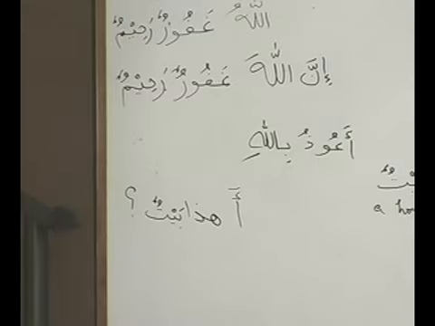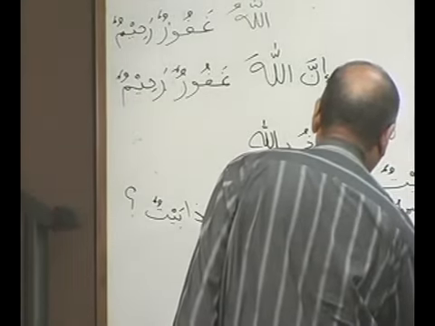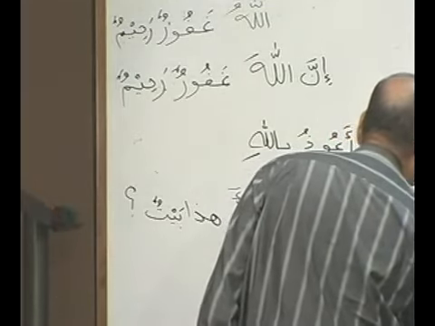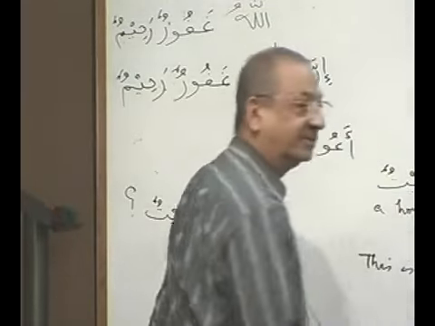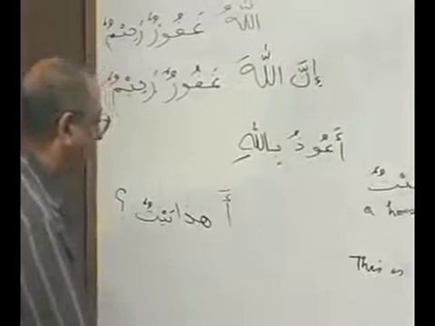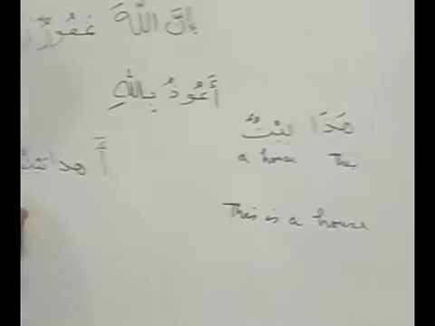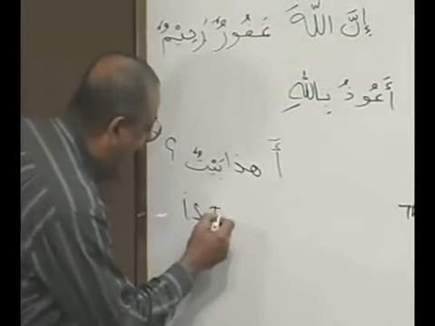Let me write it down properly. This is a house. Okay, brother and sister, this is a house. How about here? Is this a house?